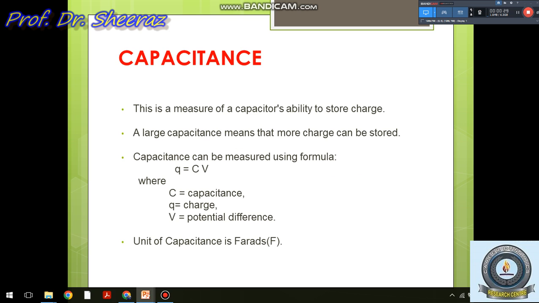Now, how to measure the capacitance? There is a measure of a capacitor's ability to store the charge. This is known as capacitance. A large capacitance means that more charge can be stored.